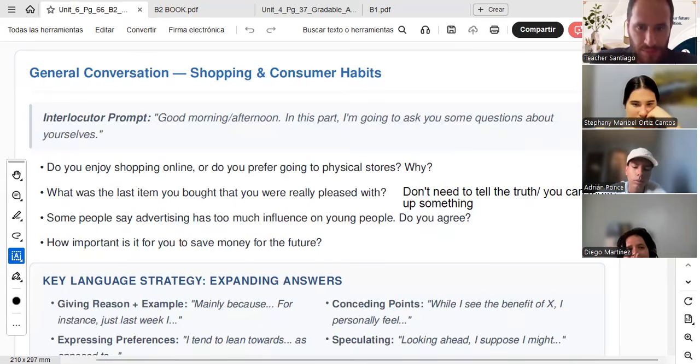it makes like an obligation. I don't know how to say necesidad, but need. A need. Okay, they're making a need to make these people buy it.